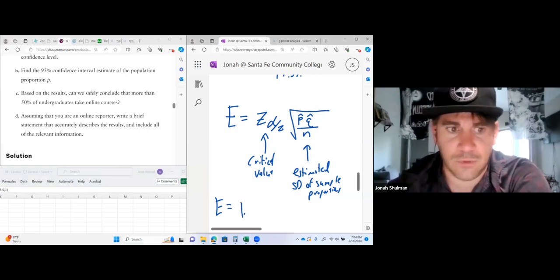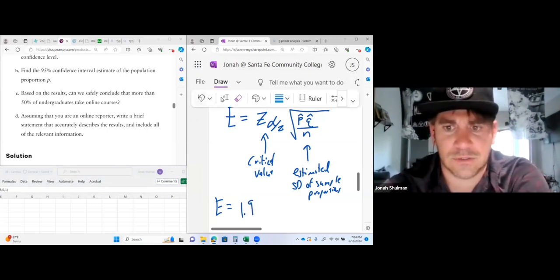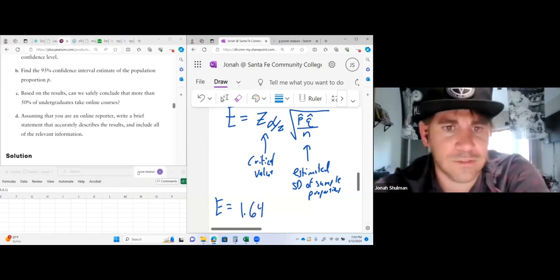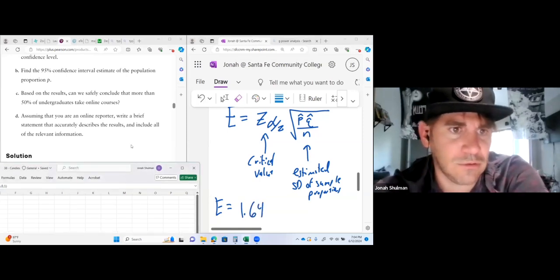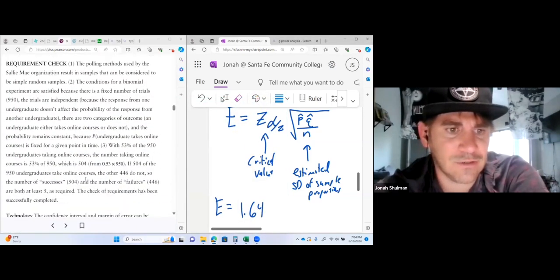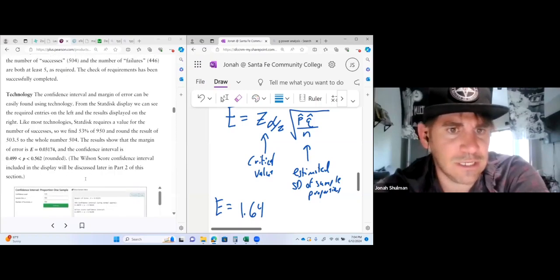So it was 1.64. Yes. All right. So there's our 1.64. That's what we're doing to start with. That's our first value. Okay. Now we know our N is the 950 trials. We have 53% yes. And then Q has got to be the other side, right?